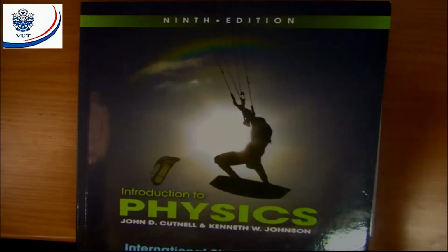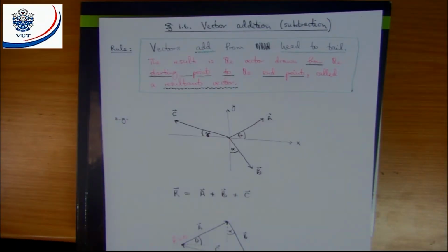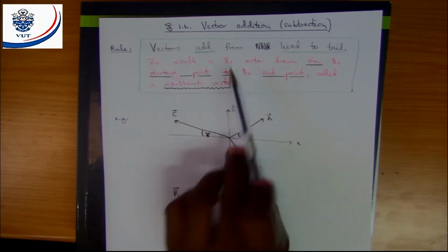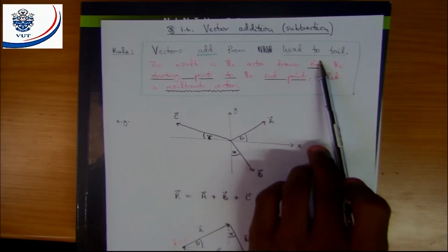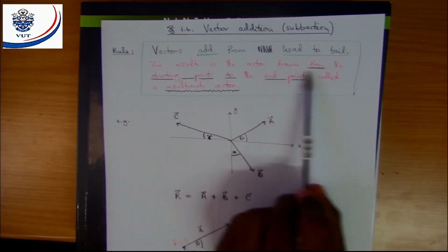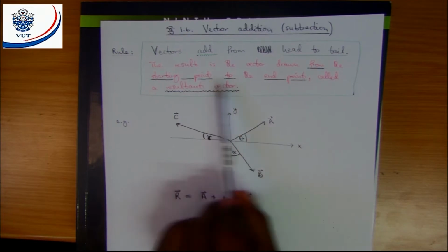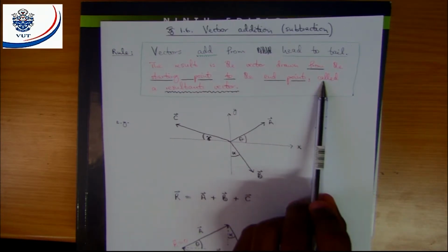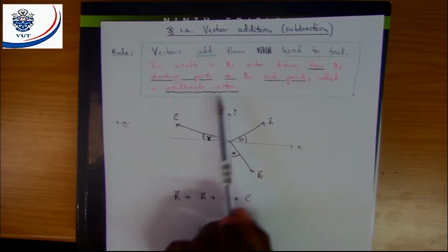Just a reminder that the rule for vector addition is vectors add from head to tail, and the result is the vector drawn from the starting point to the end point, and we call this vector a resultant vector.